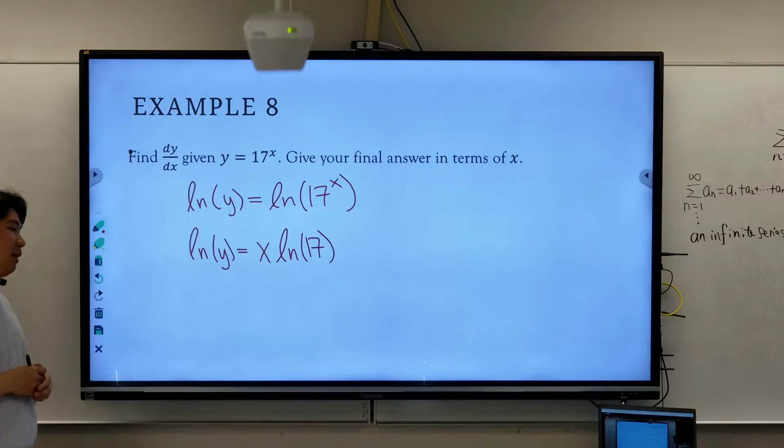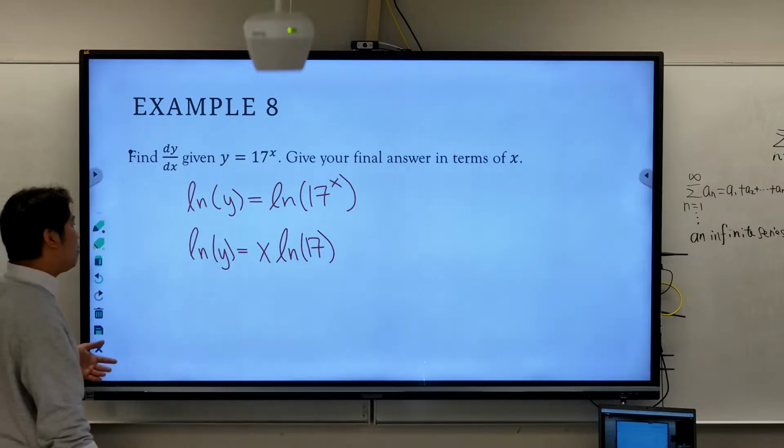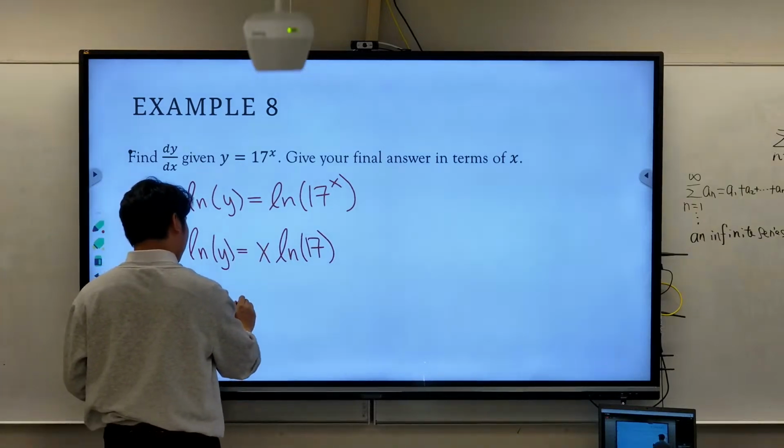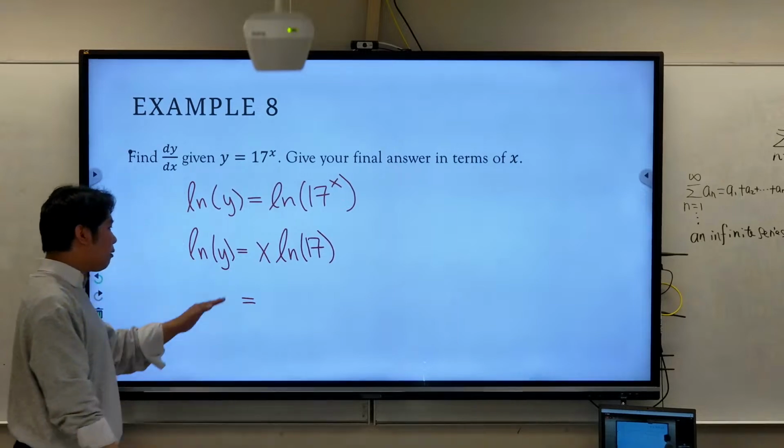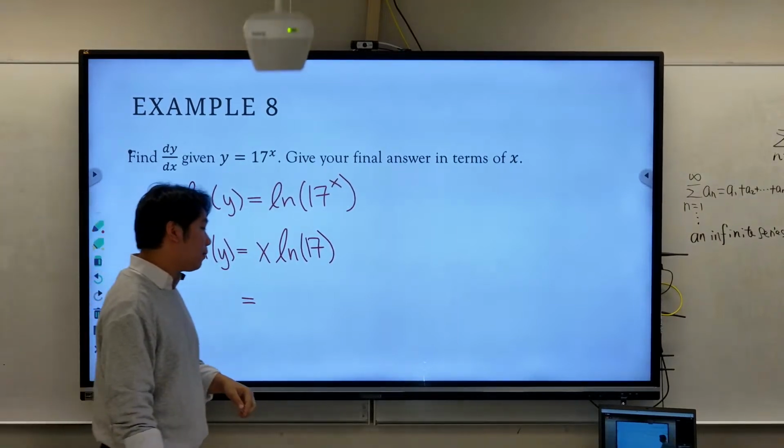After this, I claim that now we know how to deal with this. We can do some implicit differentiation. I know it's implicit because I don't have just a plain y is equal to whatever, so I have to use implicit. Let's start on the right side first. We'll talk about the left side in just a moment.